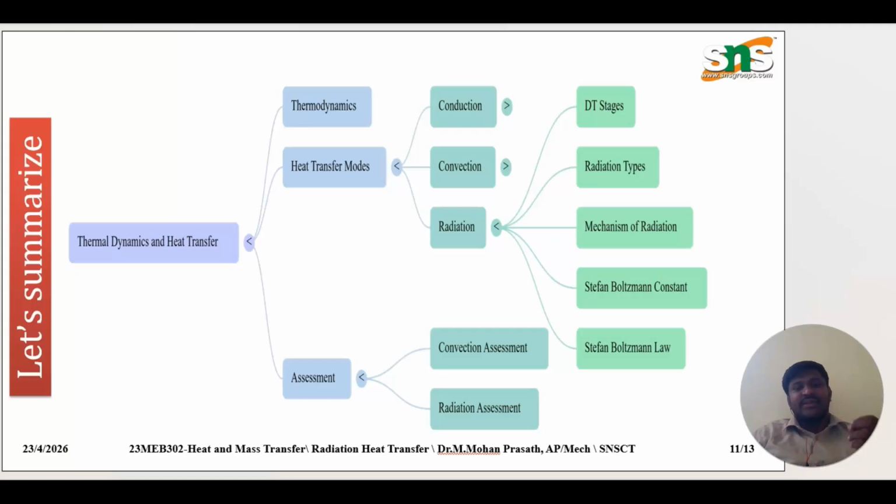Let's summarize. There are three modes of heat transfer: conduction, convection, and radiation. In this PPT, we discussed in detail the types of radiation heat transfer. Next, for governing radiation heat transfer, the Stefan-Boltzmann concept was used, which is directly proportional to the fourth power of its temperature. Finally, we discussed the conclusion.